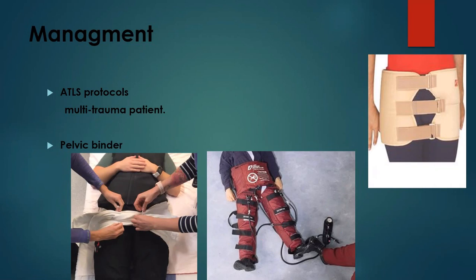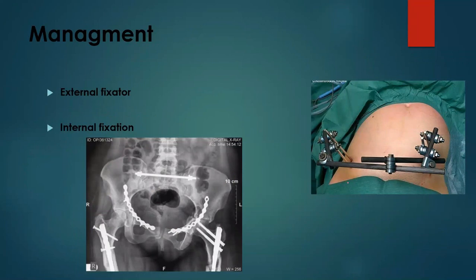The problem with this device is that it may increase the risk of compartment syndrome. The other way of fixation is external and internal fixation. External fixation can usually be put in as a temporary method until the stabilization of the patient, or it can be put in as a definitive treatment until the union of the fracture, or we can go for internal fixation afterward according to the fracture pattern.